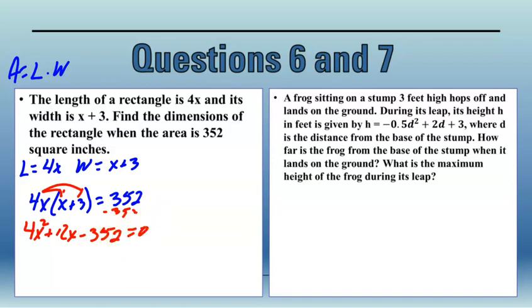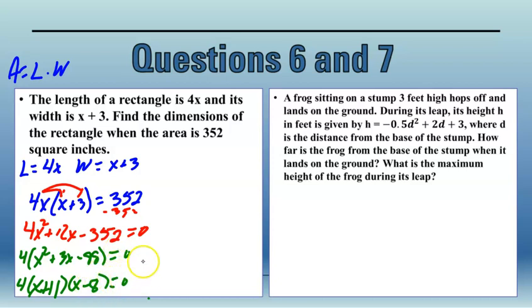From this point, I can factor. I'm going to factor a 4 out, and that gives me x squared plus 3x minus 88. All this is going to equal 0. To factor this further, I've got to think, what do I multiply to get negative 88, but add together gives me a 3? And that would give me a positive 11 and a negative 8.